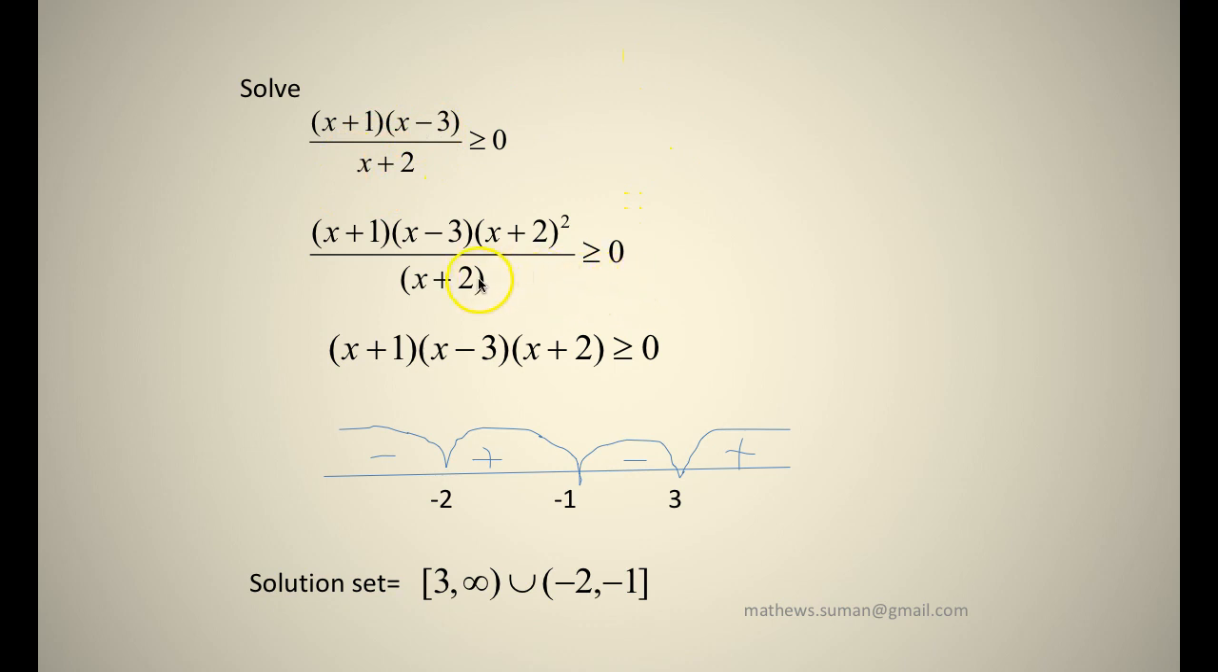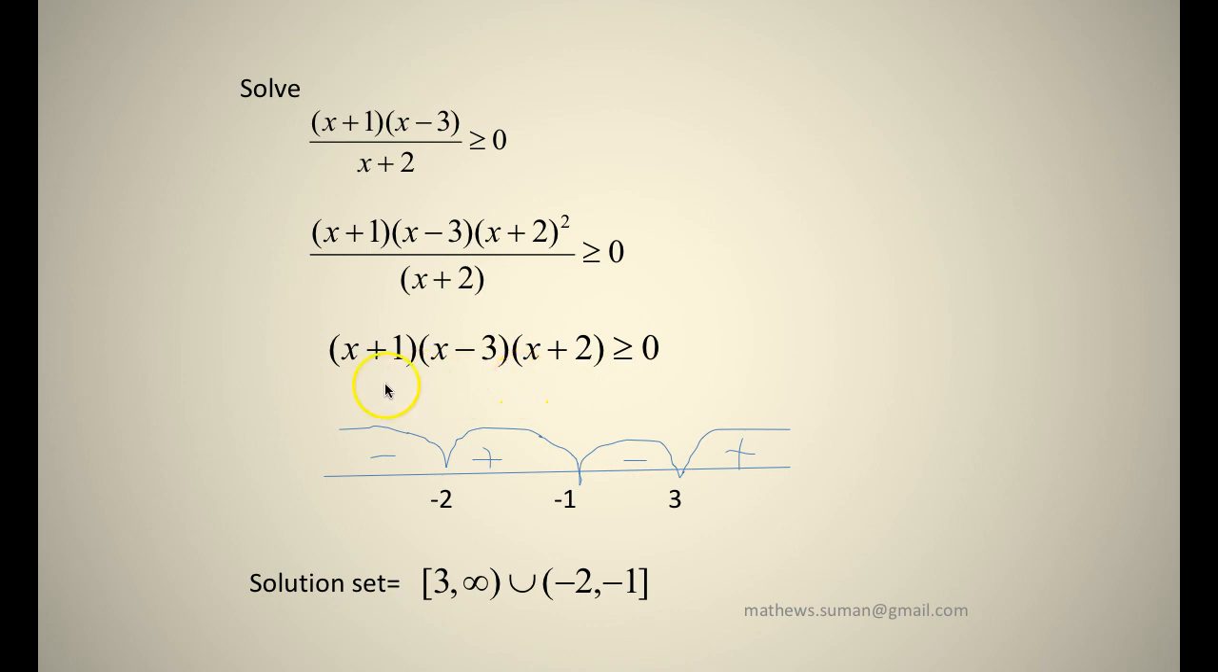So the technique to approach would be to multiply both sides by (x plus 2) the whole squared. The right hand side would anyway be 0, so the left hand side becomes (x plus 1)(x minus 3)(x plus 2) the whole squared by (x plus 2). So one (x plus 2) gets cancelled from the denominator, and we get (x plus 1)(x minus 3)(x plus 2) greater than or equal to 0. So we have eliminated the denominator here.